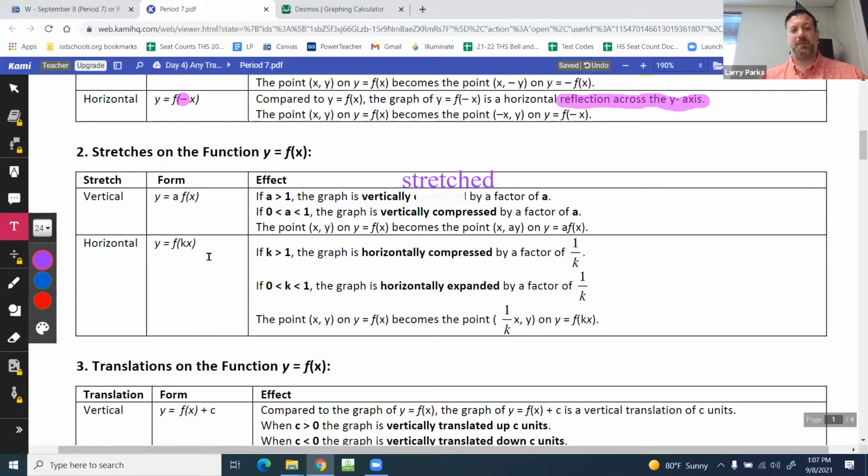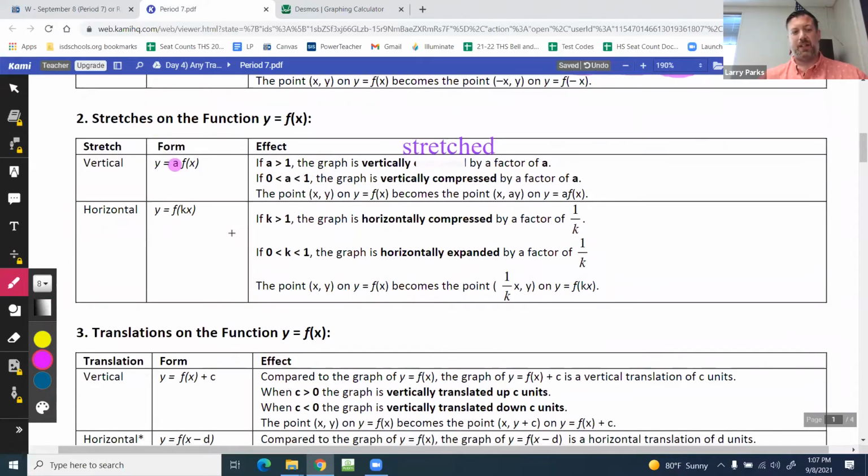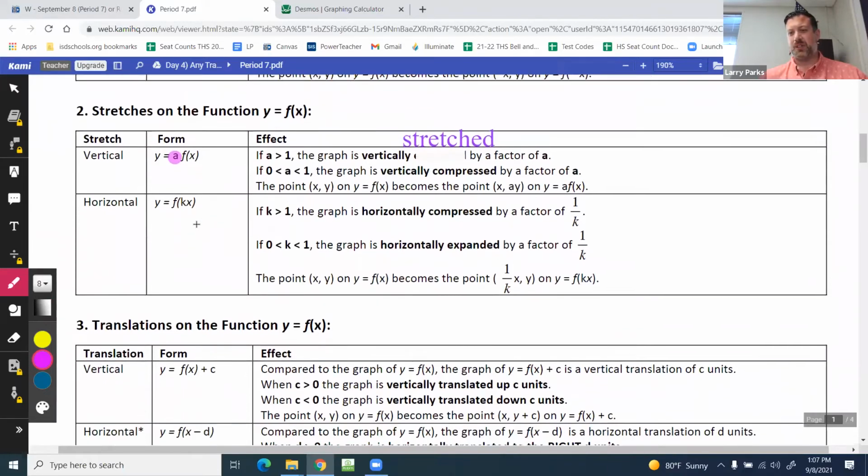And so we talked about this. If I put a number in front of f of x, if it's bigger than 1, it stretches it. If it's between 0 and 1, it's compressed. And if you want to look at the coordinates, the coordinate x comma y becomes x comma ay. So you just multiply all the y values by this number. And again, we're not going to go into horizontal stretches.